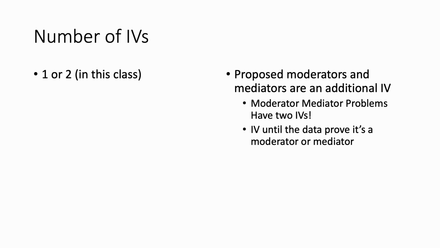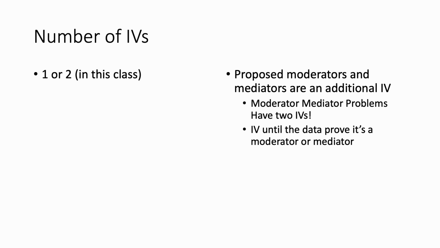The second thing you just need to know is the number of independent variables that are present in an experiment. In this class, we're going to have 1 or 2. That's it. So you can have 1 independent variable or 2. When you propose a moderation or mediation experiment, you have 2 independent variables. See, essentially, the moderator and the mediator is just an additional independent variable.